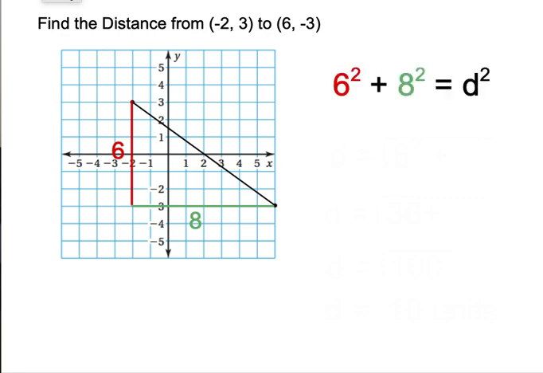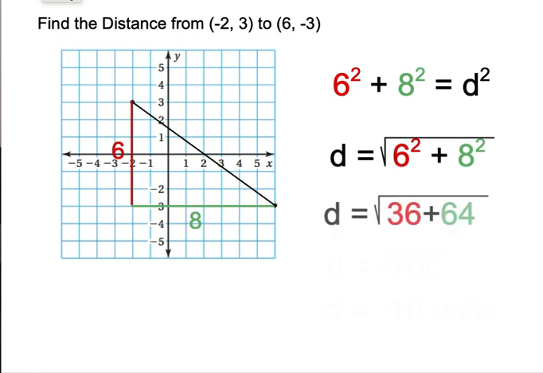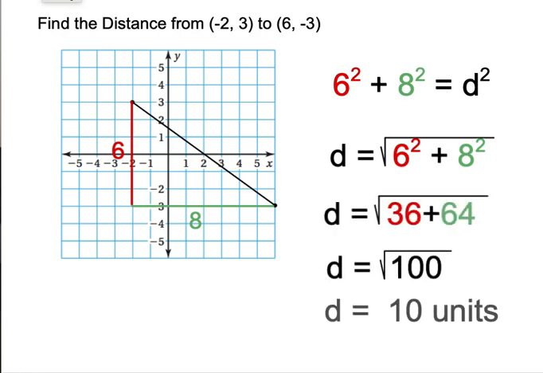Then we set it up using the Pythagorean theorem, treating a and b as your 6 and 8, and the c as your d, distance. And then we can solve this if you square root both sides, and I flipped it around, and then do some simplifying, you end up getting a length of 10 units.